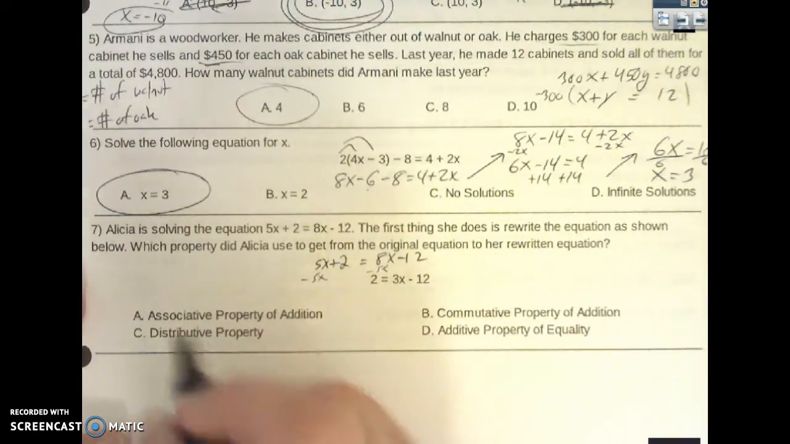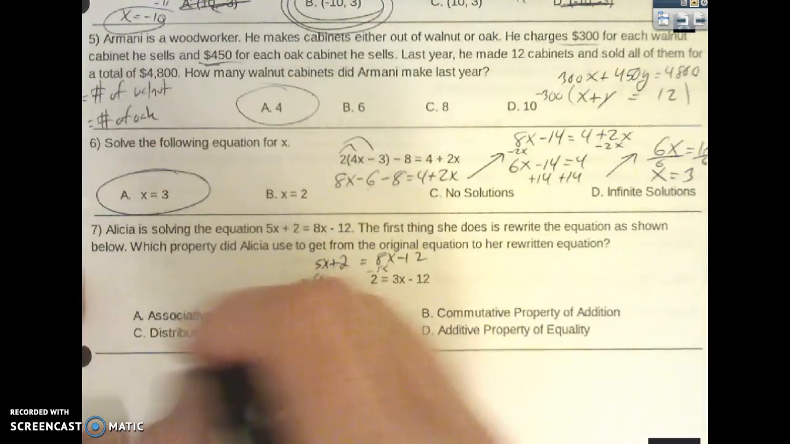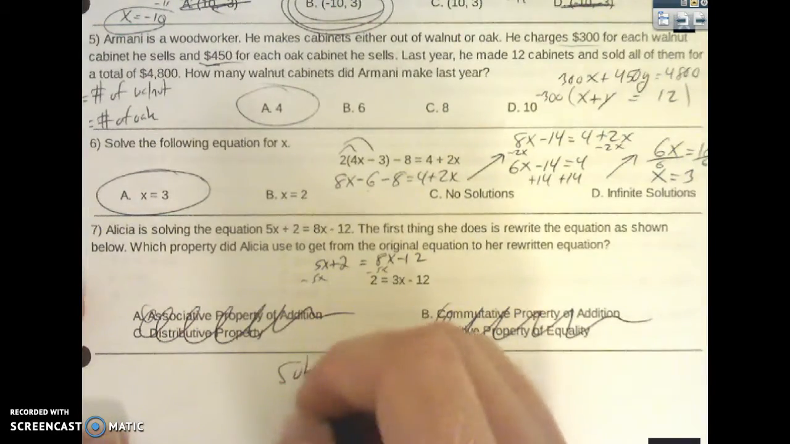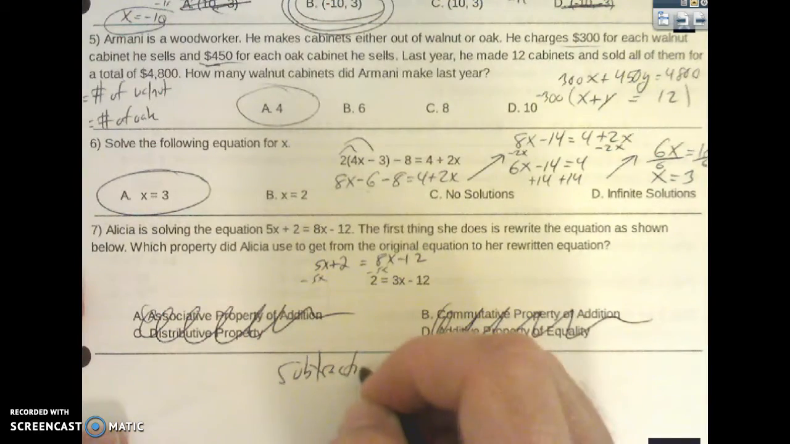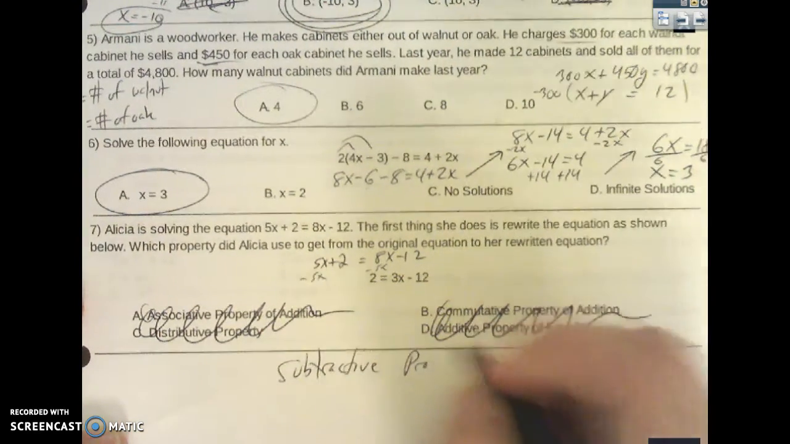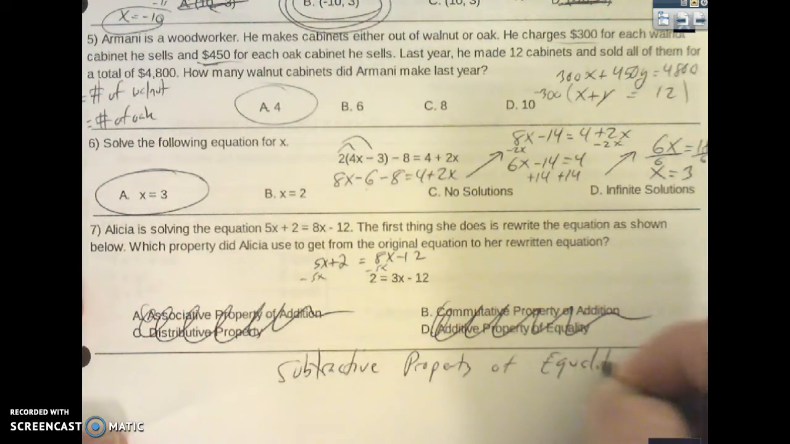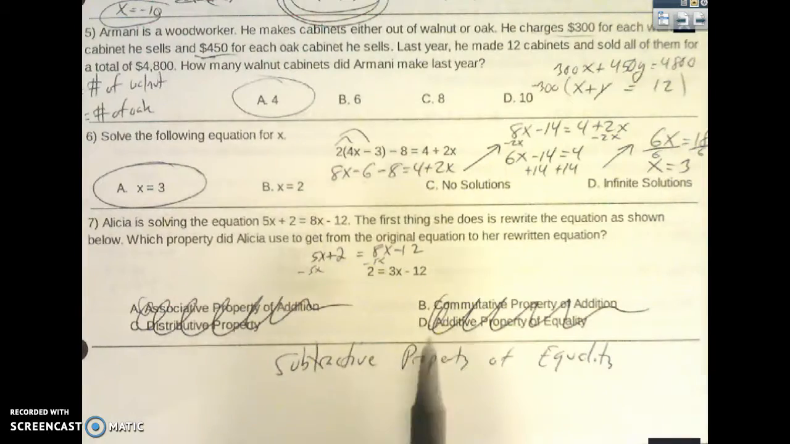My apologies, but the answers here, you needed to have subtractive property of equality. So basically, whatever move you do, if I subtract, it's subtract. If I add, it's add. If I distribute, it's distribute. I think it was just a typo on my part, so my apologies. But we're looking at subtractive property of equality there, or subtraction property of equality. All right.